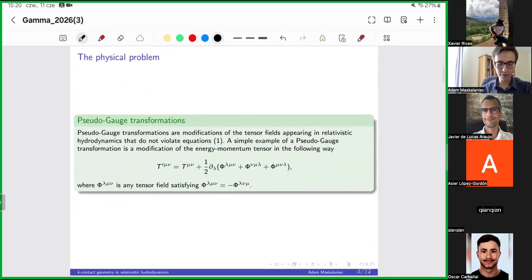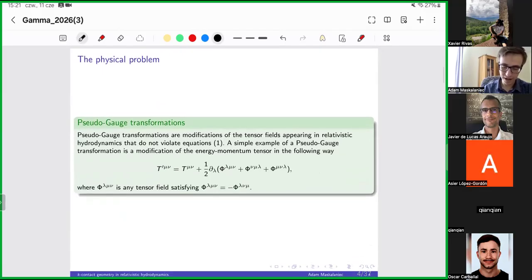So a very important feature of such a system is that it admits so-called pseudo-gauge transformations. Namely, it is possible to modify the tensors from the equations above in some ways so that they again satisfy those equations. So, for example, here we have a certain case of a pseudo-gauge transformation.